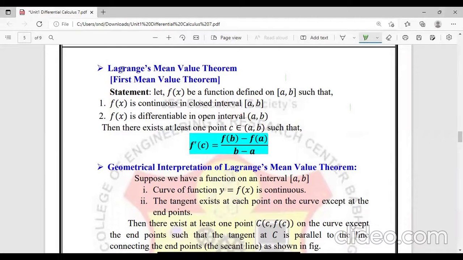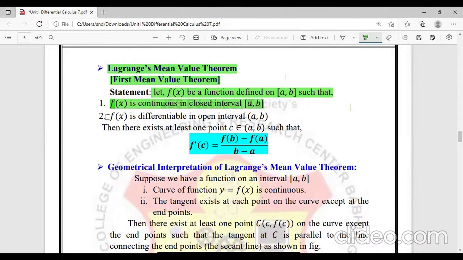Today's topic is Lagrange's mean value theorem. The theorem is also known as the first mean value theorem. Here the statement of the theorem is: let f of x be a function which is defined on the closed interval AB, such that f of x is continuous in the closed interval AB.